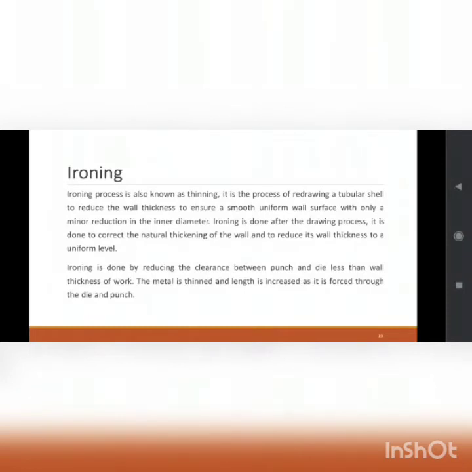Hello everyone, I am Paul Baiju. Today I am here to present the topic ironing. The ironing process is also known as thinning. It is the process of redrawing a tubular shell to reduce the wall thickness to ensure a smooth uniform wall surface with only a minor reduction in the inner diameter. Ironing is done after the drawing process. It is done to correct the natural thickening of the wall and to reduce its thickness to a uniform level.